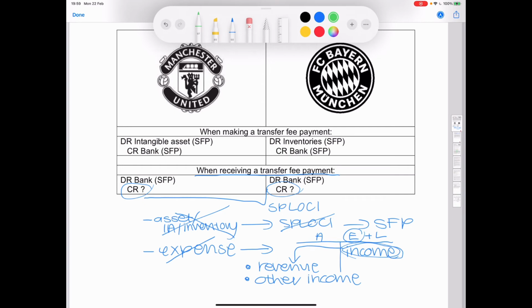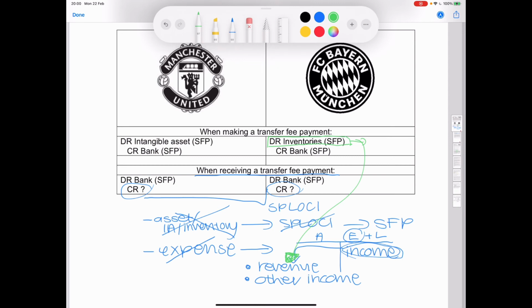So if we go and look at Bayern, we see that they record the contracts with the players as part of their inventories, which means that when they sell these contracts with the players, they would record the income as revenue. So that would be the line item in the statement of profit or loss and other comprehensive income that would be affected.